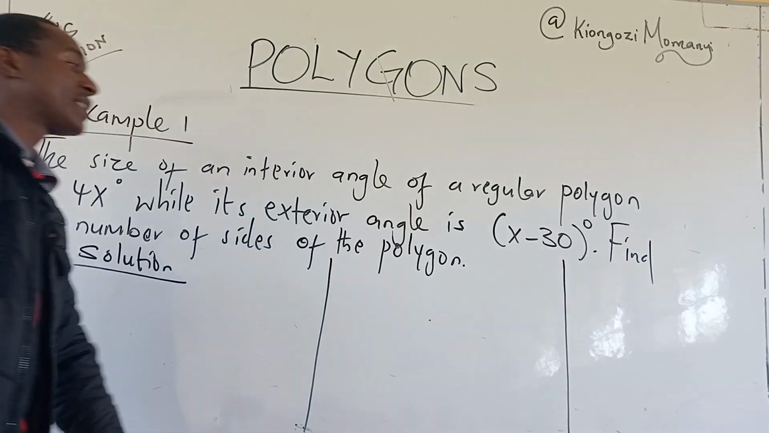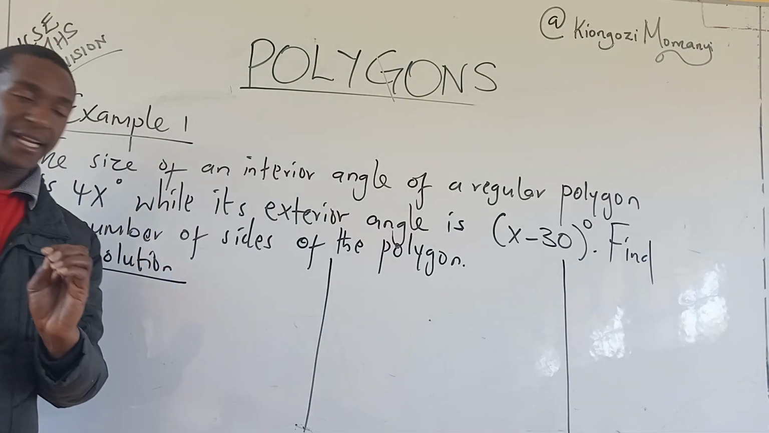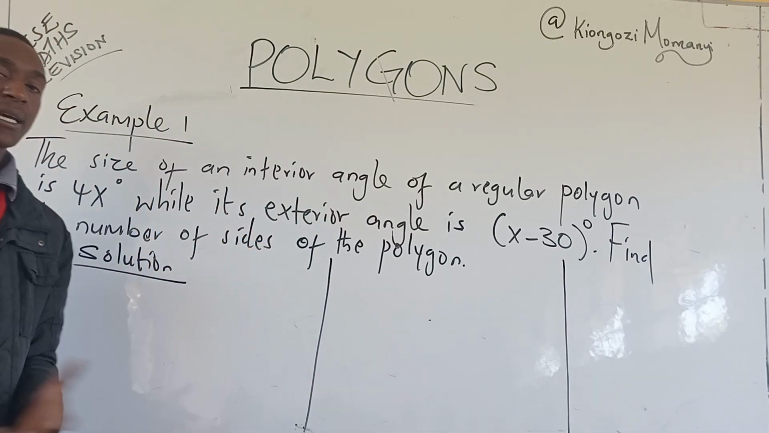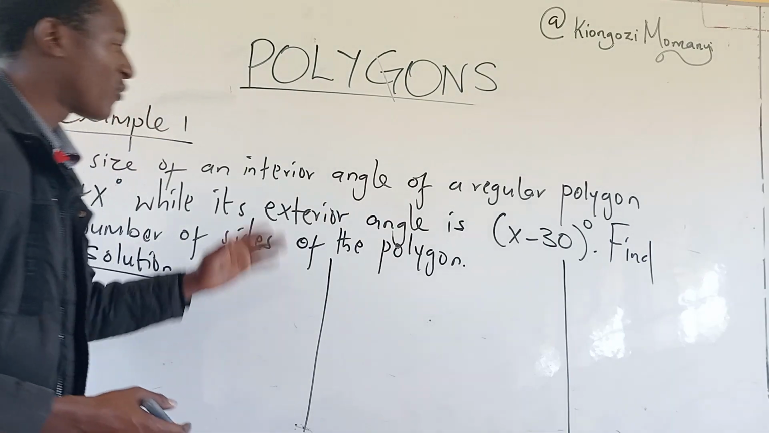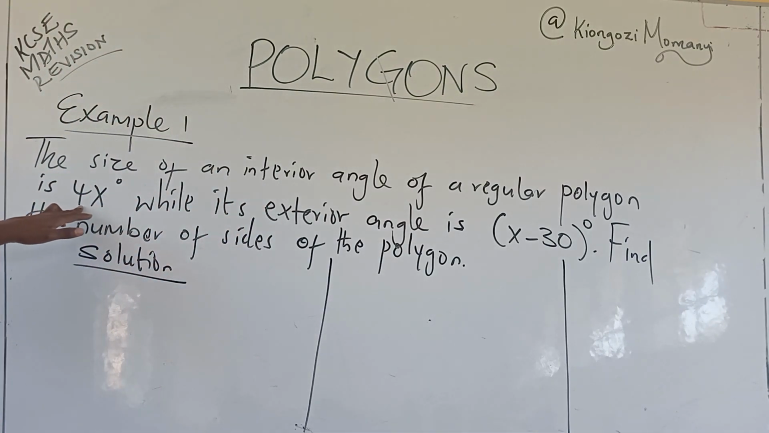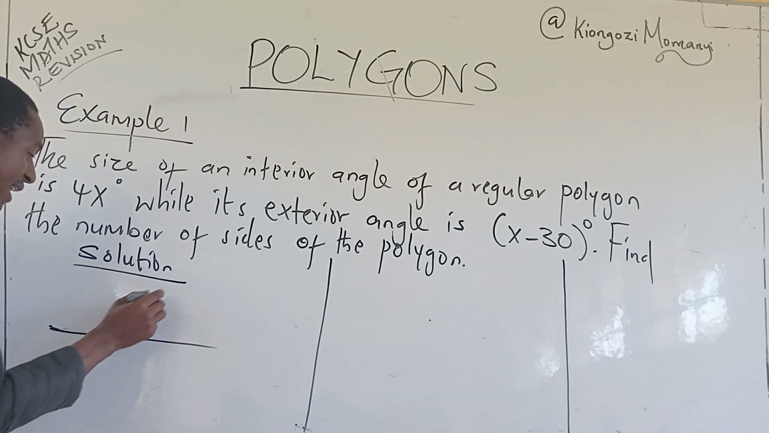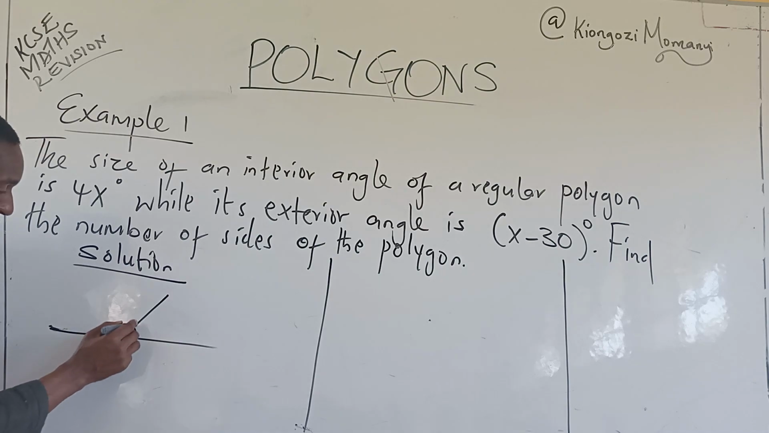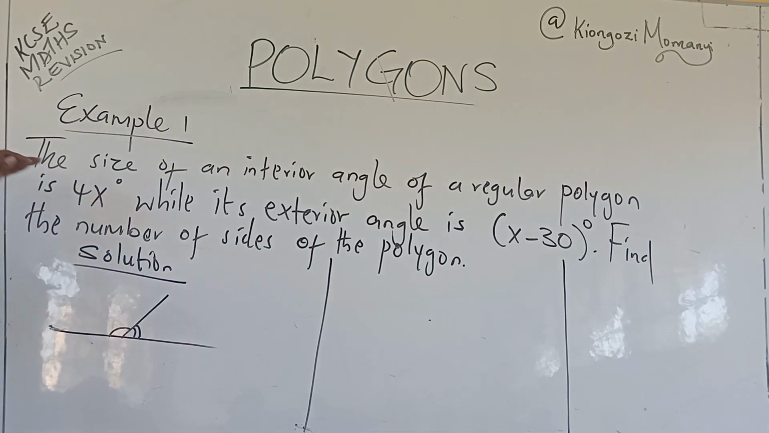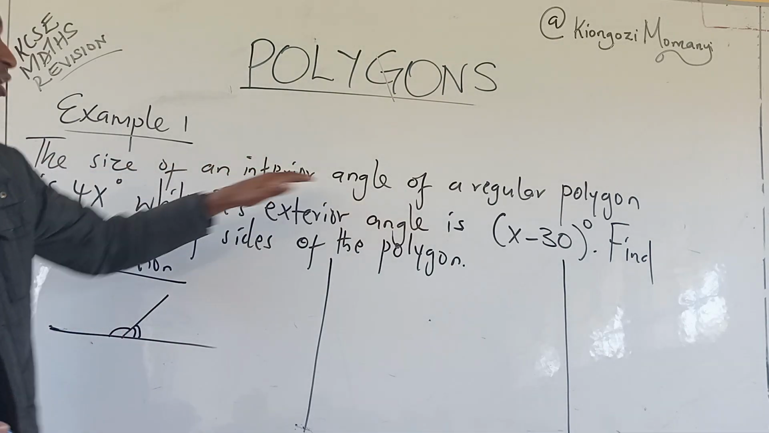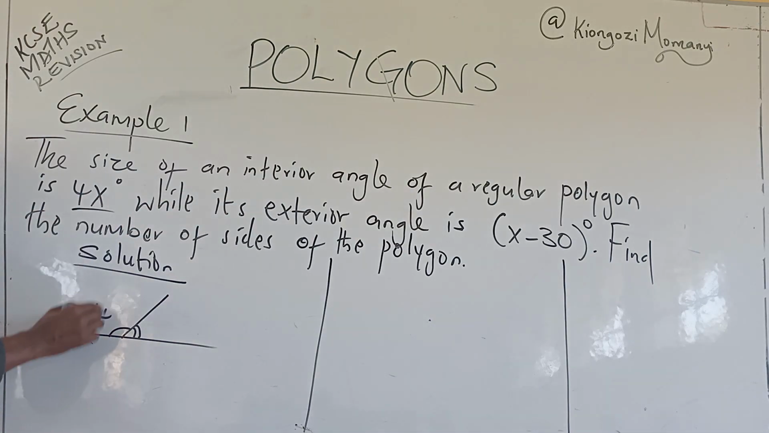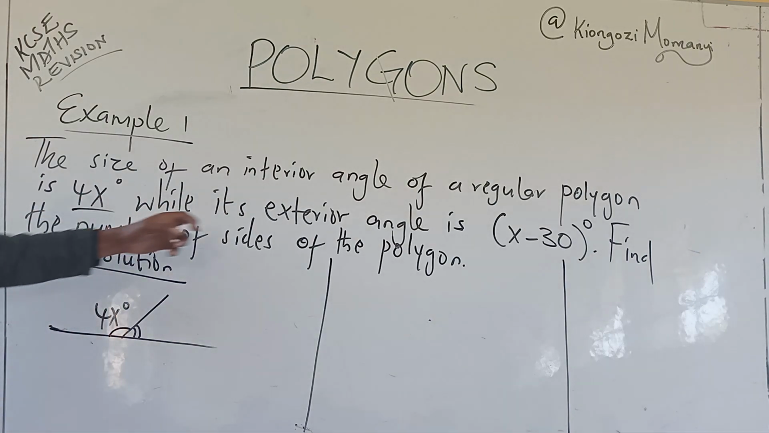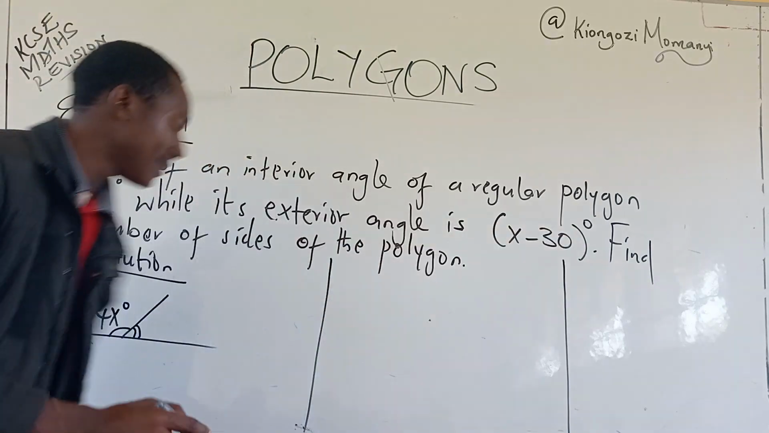I have already told you that the most important angle to enable you look for the number of sides is the exterior angle. So first of all, this is the interior, 4x. You draw a line and then you divide it into two angles, straight line. This bigger angle is the interior and the smaller one is the exterior. Now you read the question. The size of an interior angle is 4x degrees, and the exterior angle is x minus 30 degrees.